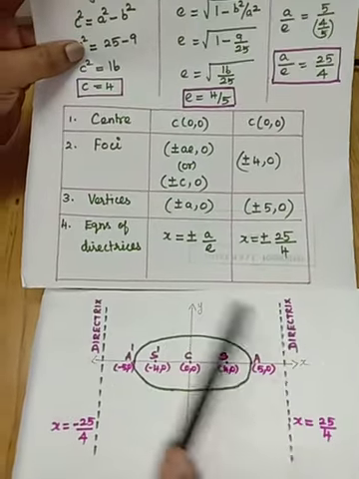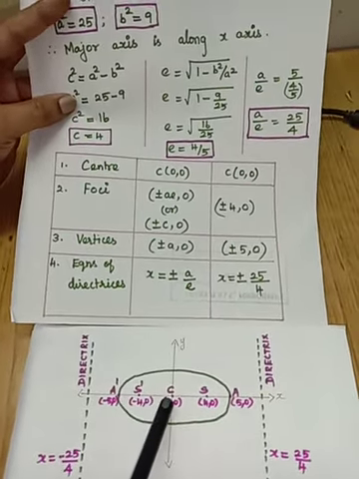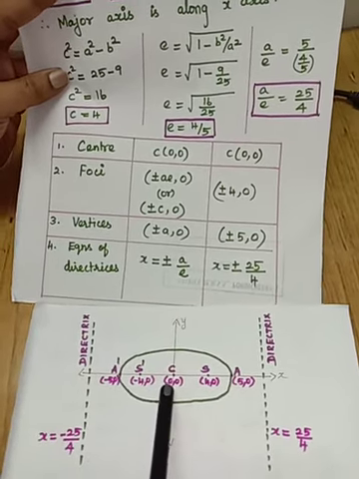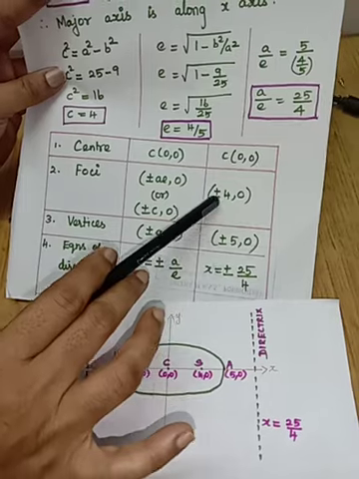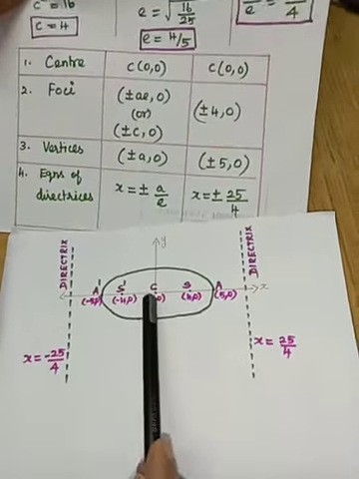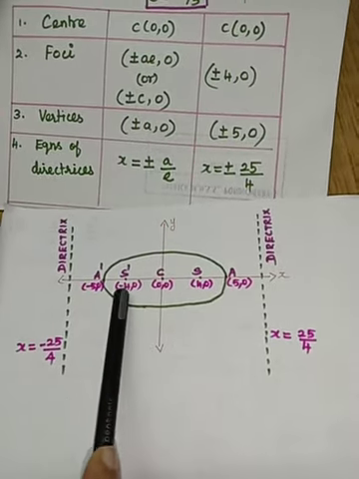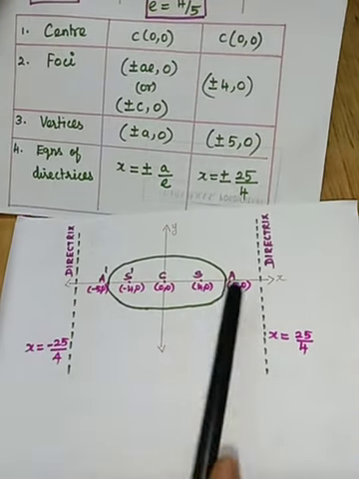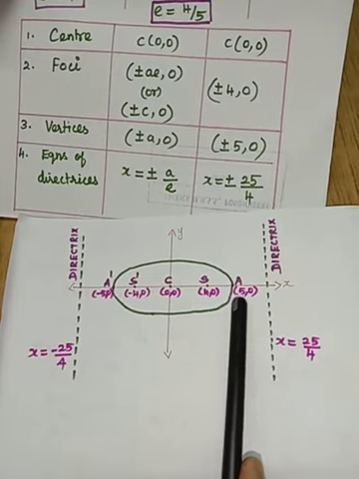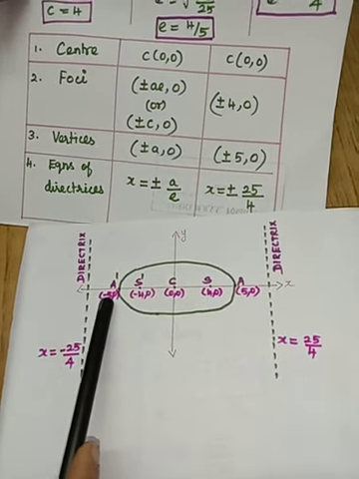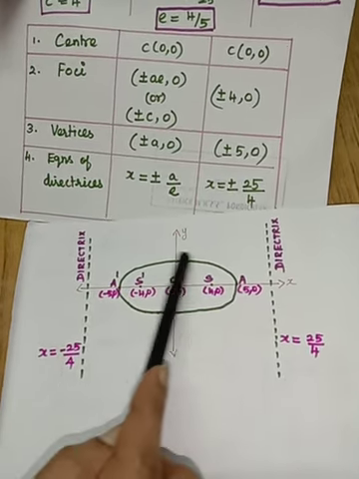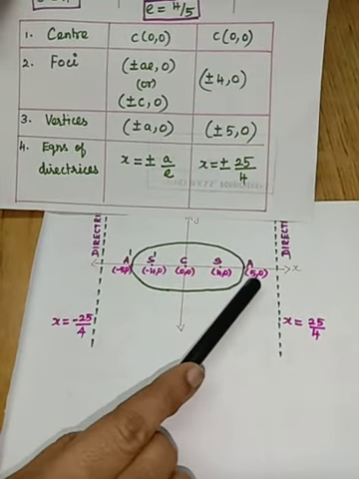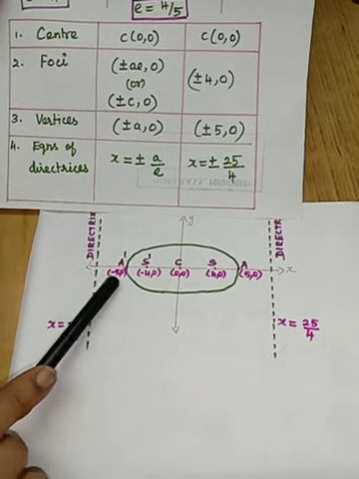So I have taken x-axis and y-axis. The point of intersection is the center 0, 0. Next, what is the foci? Plus or minus 4, 0. So here plus 4, 0 and this is minus 4, 0. What is this? Plus or minus 5, 0. So the next will be here 5, 0 and minus 5, 0. Through vertex only the ellipse will pass through. So therefore A is 5, 0 and A dash is minus 5, 0.